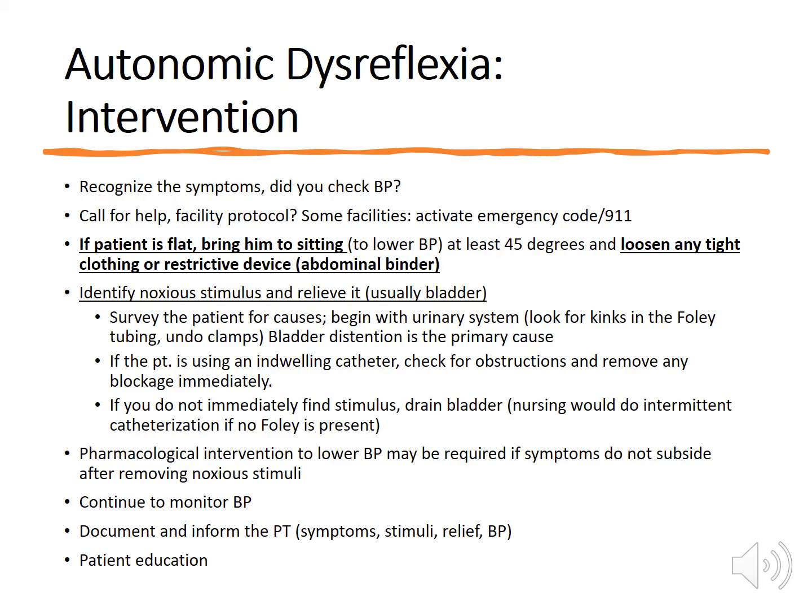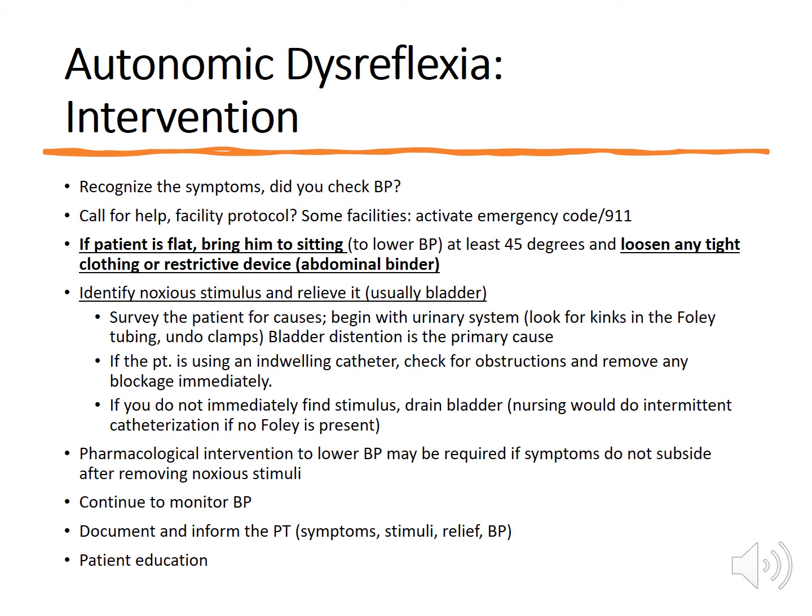So if you have a patient that is presenting with those symptoms that I just covered, what you need to do is make sure that you recognize these symptoms, and you assess the blood pressure to see if there is something that is abnormal. You're going to call for help. You're going to follow the facility's protocol. Some facilities will activate that emergency code or even call 911. If the patient is in a supine position, you have to bring the patient to sitting at least 45 degrees to lower that blood pressure and loosen any tight clothing. So if they have compression stockings, you have to remove them. You have to take off any abdominal binders that the patient may have on.